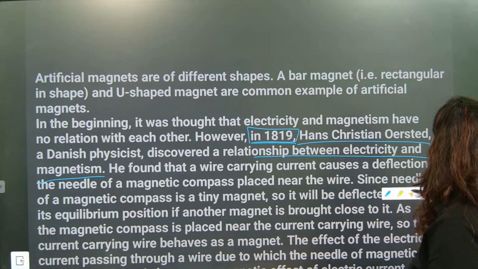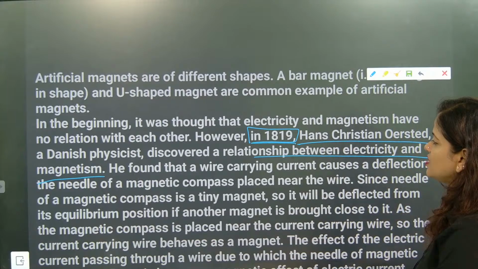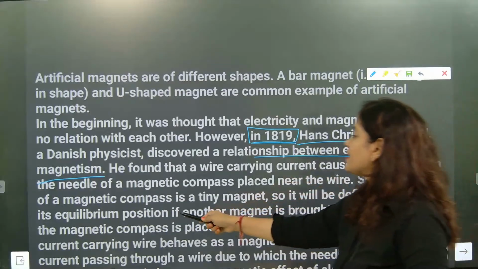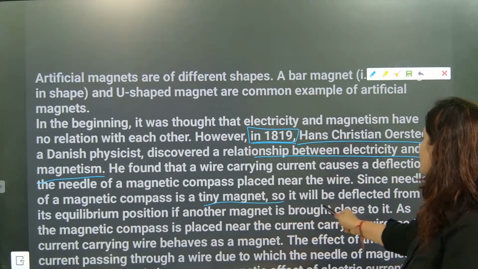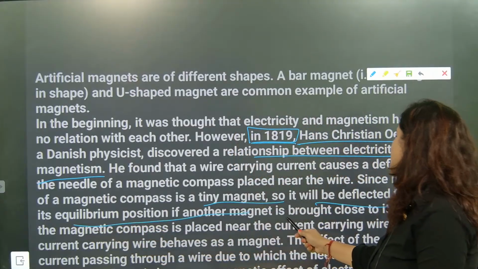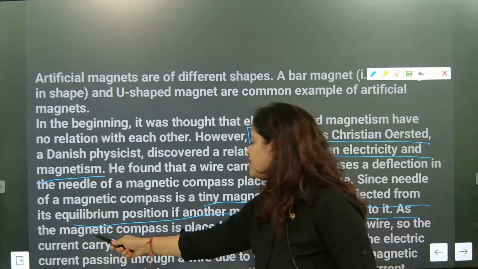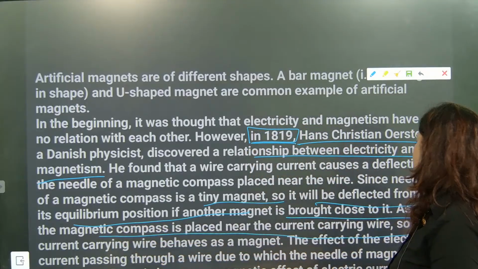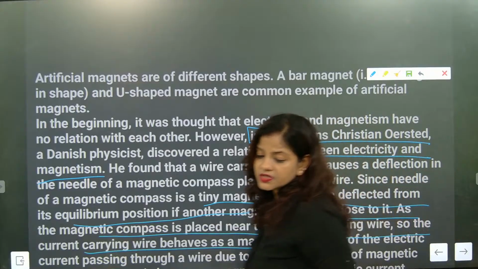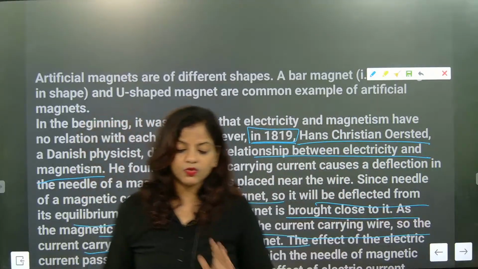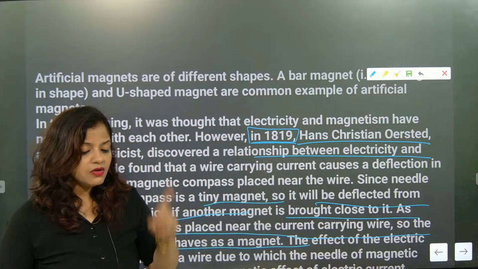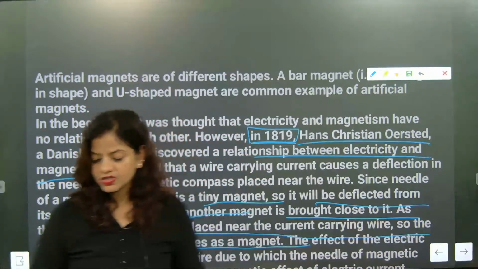So he found that a wire carrying current causes deflection in the needle of a magnetic compass placed near the wire. Since the needle of a magnetic compass is a tiny magnet, it will be deflected from its equilibrium position if another magnet is brought close to it. So as the magnetic compass is placed near the current carrying wire, the current carrying wire behaves as a magnet. So 100% we will be talking about this, because they will be asking you the direction. From this section, what type of questions have been asked?